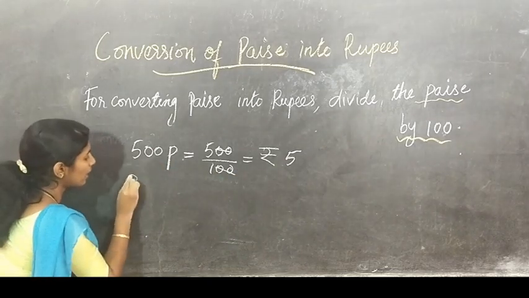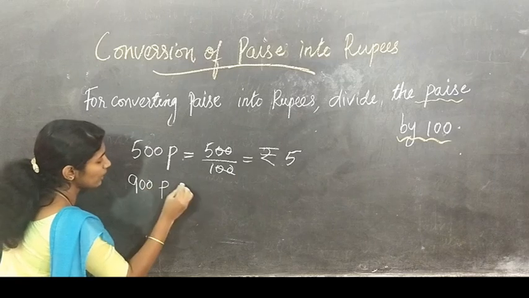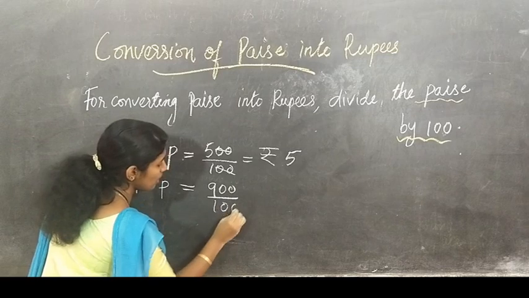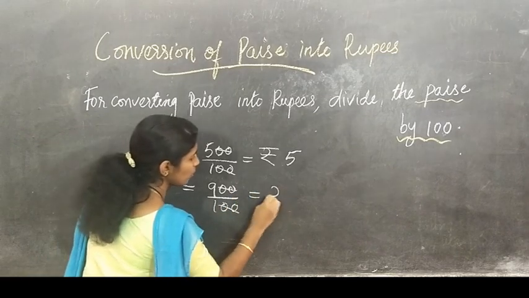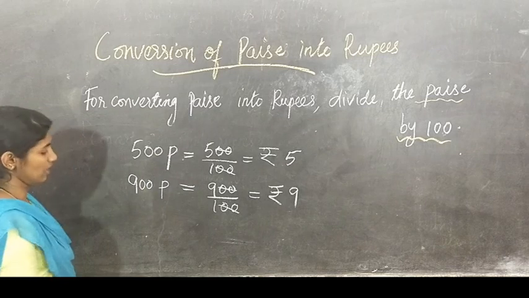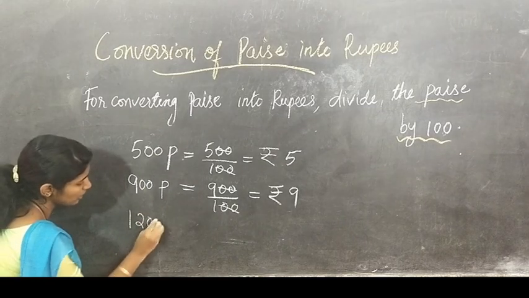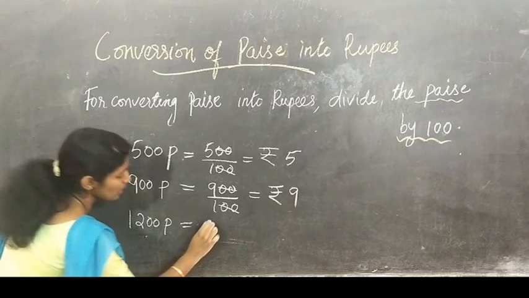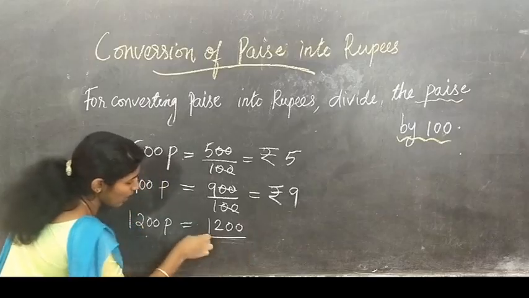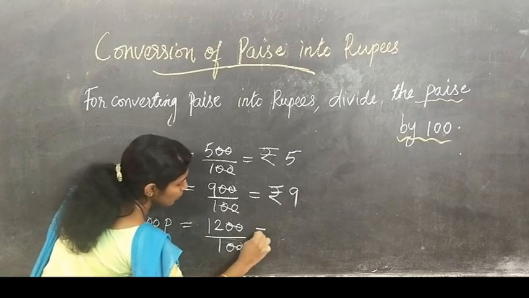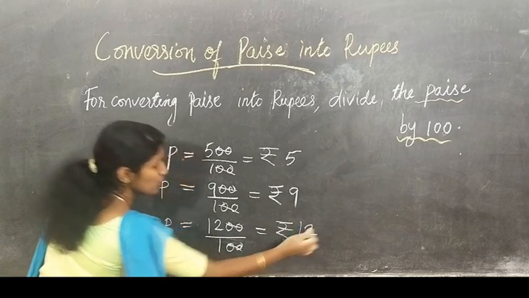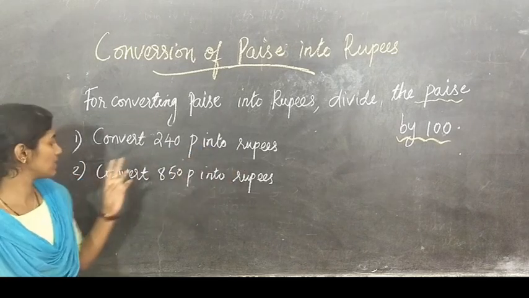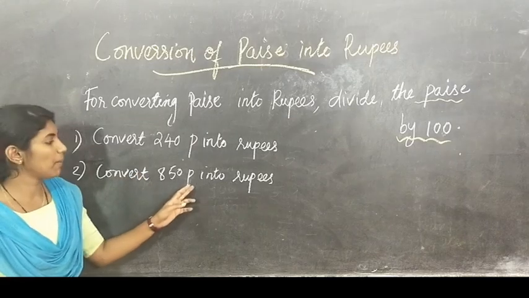Then 900 paisa. We have to convert 900 paisa into rupees. That is 900 by 100. It is equal to rupees 9. Clear? Then 1200 paisa. We have to convert 1200 paisa into rupees. That is 1200 divided by 100 is equal to rupees 12. Then look at this question. Convert 240 paisa into rupees and convert 850 paisa into rupees.